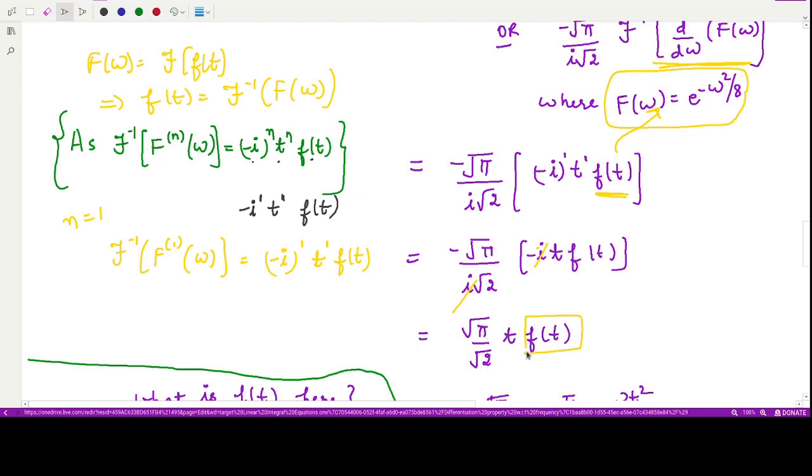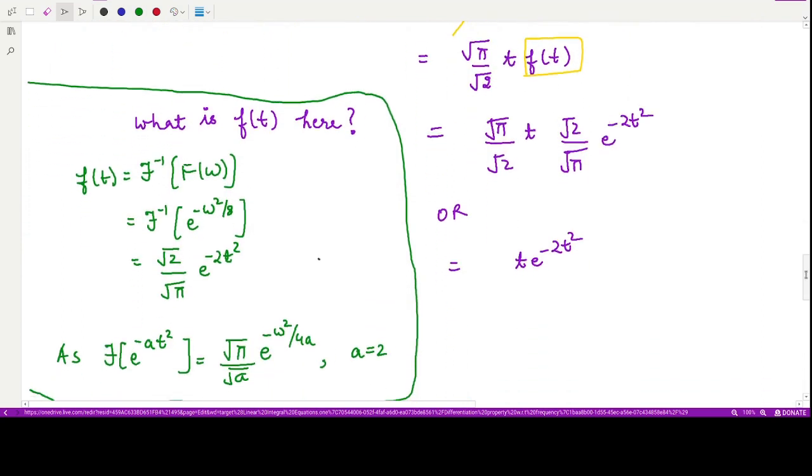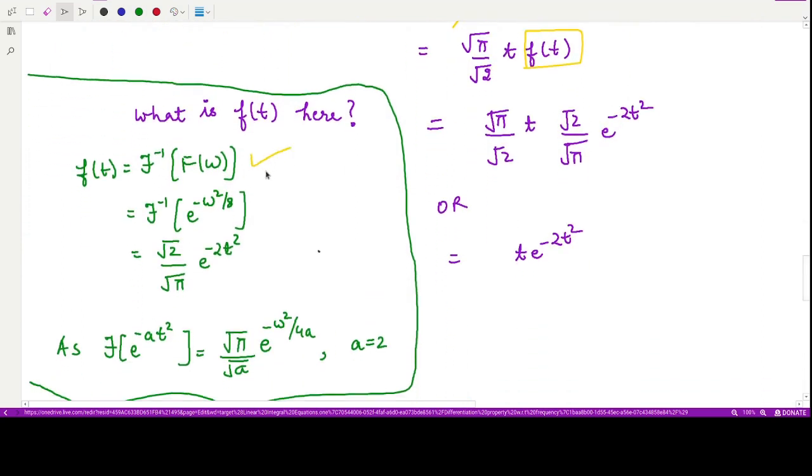Now what is this f of t? For that we have to take the Fourier inverse of this function. So when you perform the Fourier inverse of this function, I have done it over here. So this was your function. Now its Fourier inverse would be equal to, according to this formula you can verify that, you already know that the Fourier transform of e to the power minus a t square is equal to square root pi by square root a e to the power minus omega square by 4a.